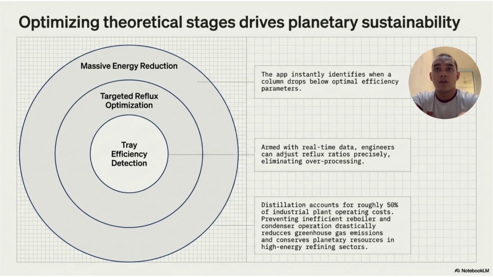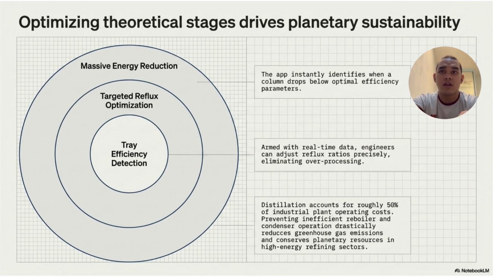This slide shows how optimizing the theoretical stages of a distillation column can contribute not only to process efficiency but also to planetary sustainability. Starting from the center of the diagram, the first step is tray efficiency detection. Our application continuously monitors the column and can quickly identify when the actual tray performance falls below the optimal efficiency. This gives engineers an early warning before the problem becomes more serious.